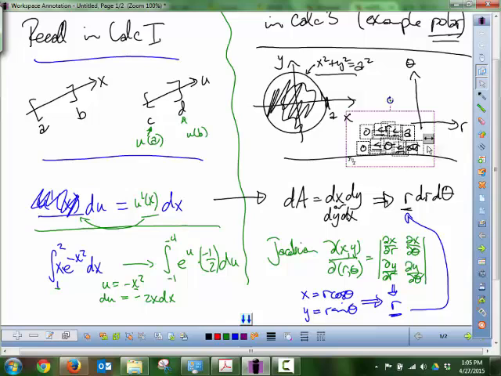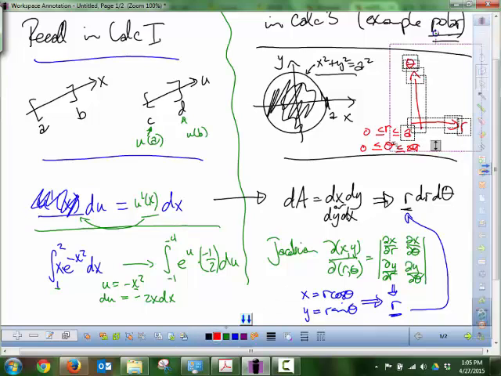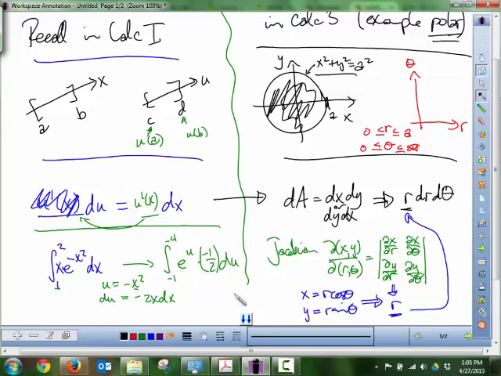It's a rectangle. It's a nice rectangle. Anytime you get constant limits, you're looking at a rectangle. So this becomes a rectangle.